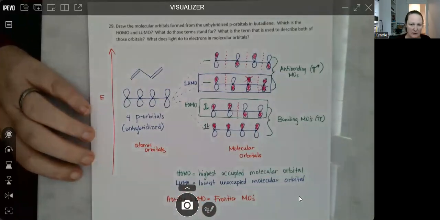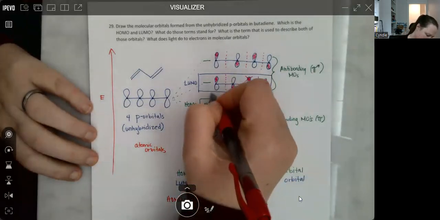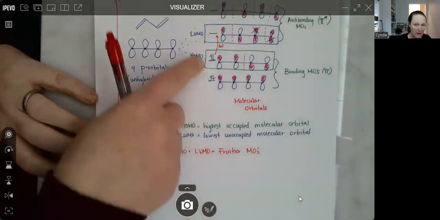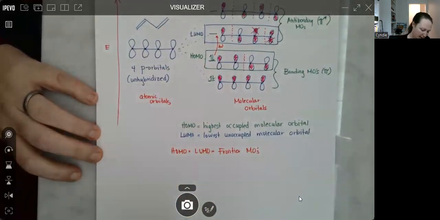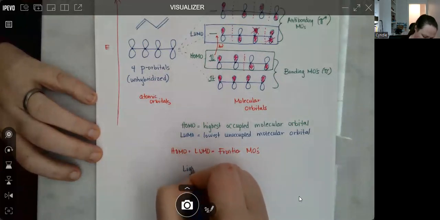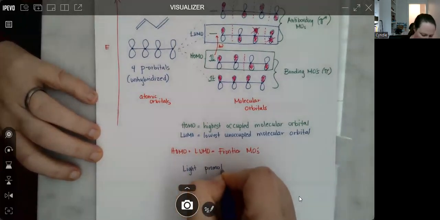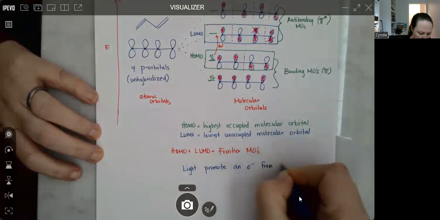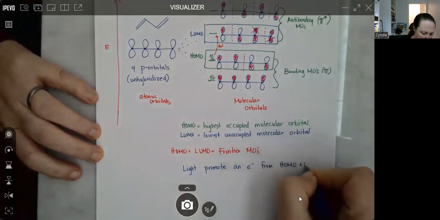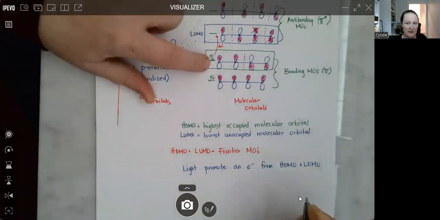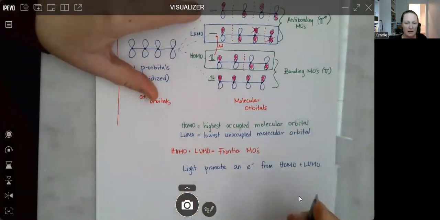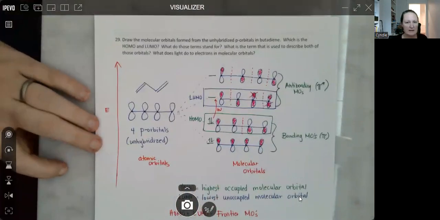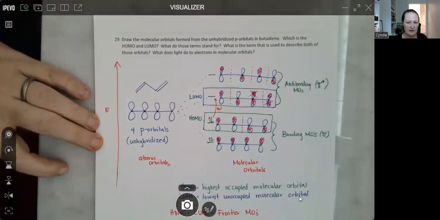What does light do? Right? So light will promote an electron from the HOMO to the LUMO. Right? So light can promote an electron from the HOMO to the LUMO, creating a new HOMO and LUMO. Because if one of these electrons is up here, this is now the new HOMO, and this is the new LUMO.